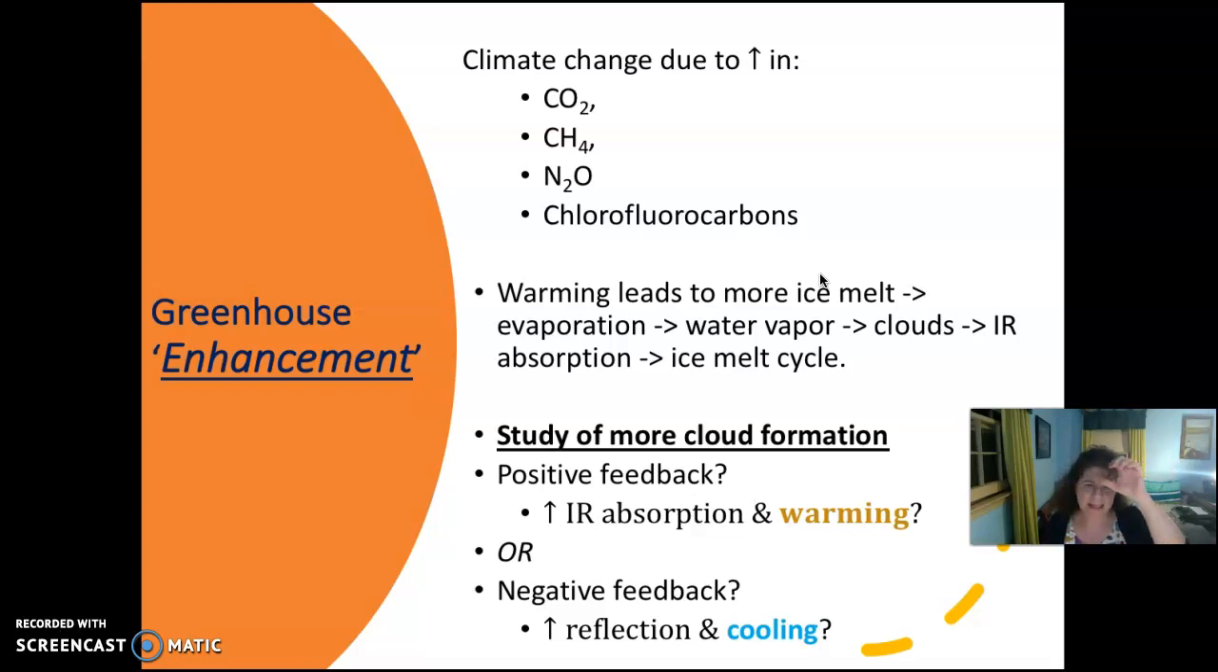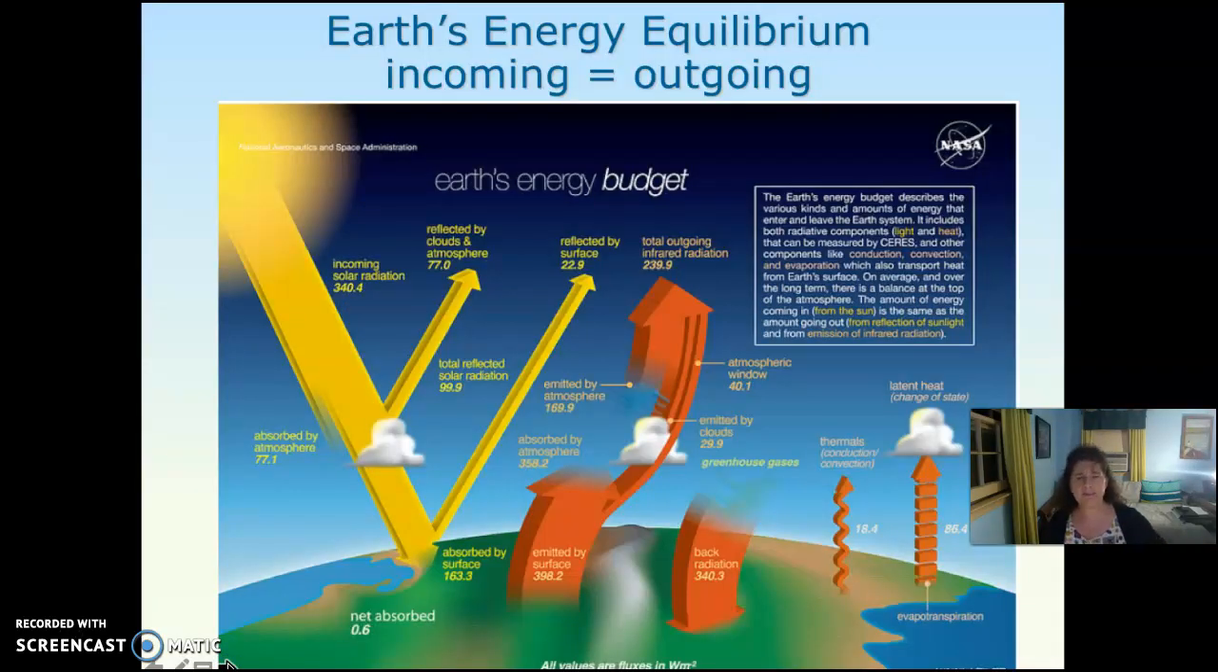What that means is that it could say more ice melt leads to more evaporation, leads to more water vapor, leads to more clouds. Clouds do more reflecting. Reflecting does more cooling. I'd love you to pick up on some of that research. I'd love you to be an atmospheric scientist who figures that out. It's going to be key for us.